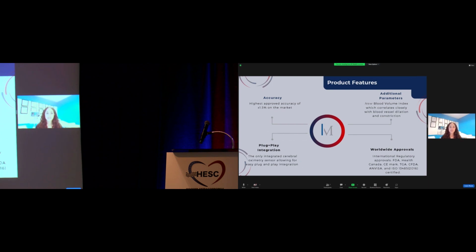A few of our product features that I wanted to run by you guys today is our accuracy. So this is our pride and joy. We currently are at the highest approved accuracy on the market, sitting at plus or minus 1.5%. Along with regional tissue oxygenation, we also provide a few additional parameters such as the blood volume index. This measurement closely correlates to the blood vessel dilation and constriction, and it's just another parameter that physicians like to monitor in addition to the cerebral oximetry.